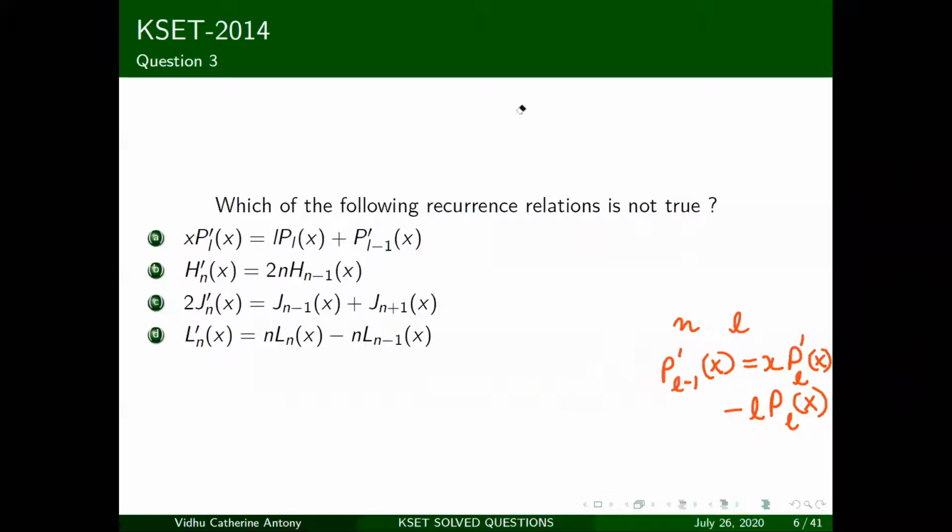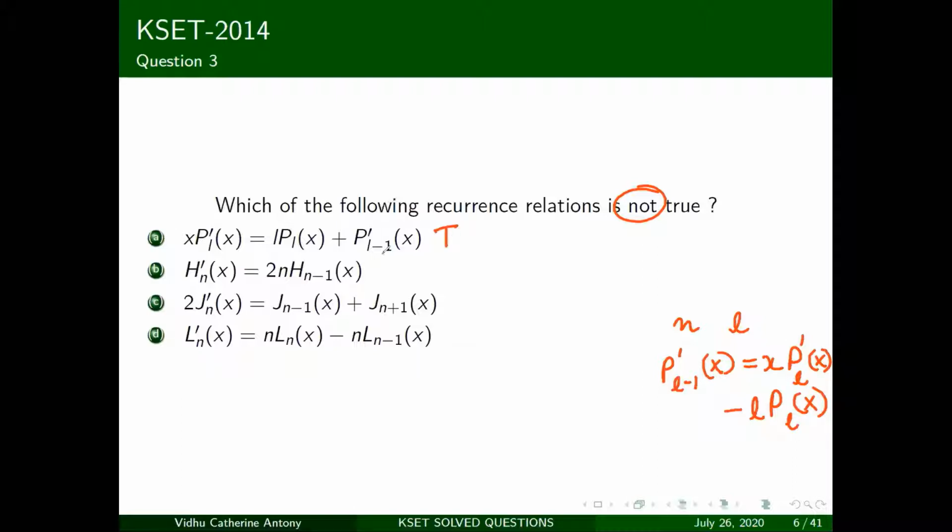Okay, so basically you have this, right? You have x p prime L of x is equal to, this guy comes to this side. So you basically have L p L of x plus p prime L minus 1 of x. Now the thing that you're supposed to be careful about is this. They've written that it is not true. So your automatic instinct is to tick out the ones which are true. Okay, so this is true.